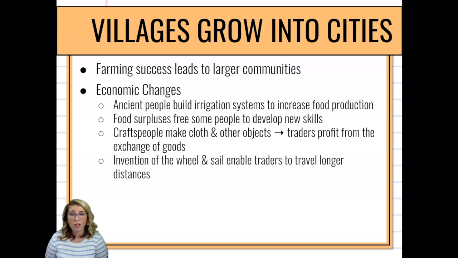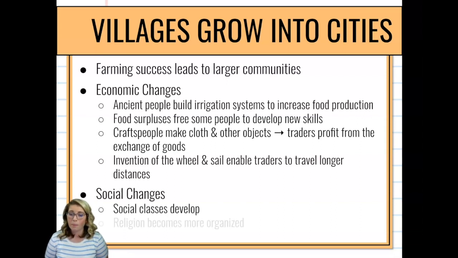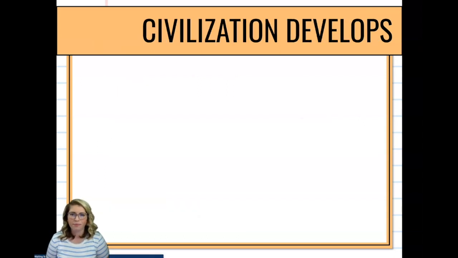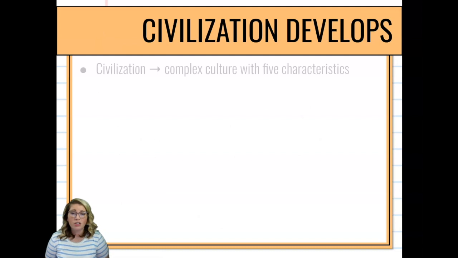The invention of the wheel and the sail also help foster transportation. With greater transportation, more trade, better economy. Social changes, we also see social classes start to develop, and we also have religion becoming more organized, more practiced, more, we'll say, put together, having clear definition. So civilizations start to develop.